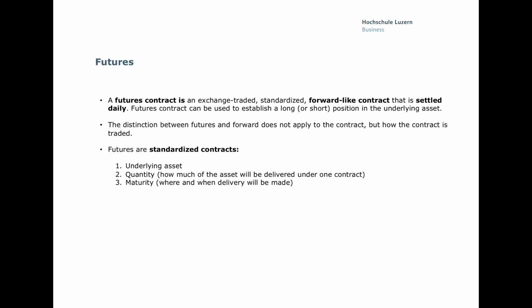Futures contracts are standardized with respect to the underlying asset, which might be a homogeneous commodity of a standardized type and quality, or a financial asset. Moreover, each futures contract must be for a standardized quantity. Futures contracts must be in a single currency determined by the location of trade, and futures contracts must have a standardized delivery date.